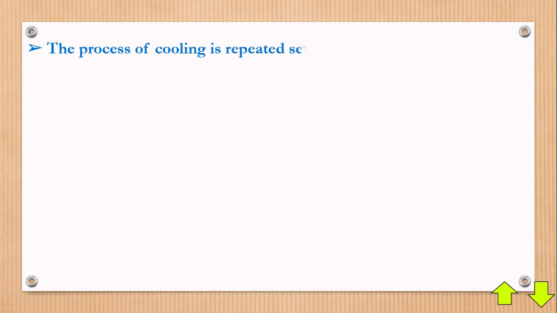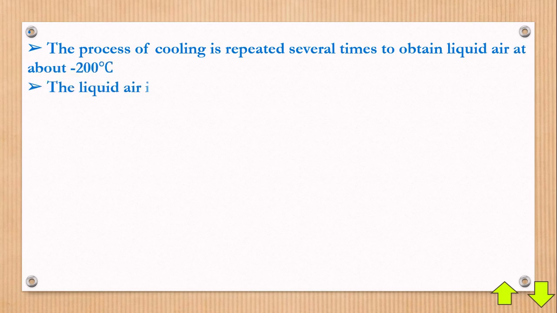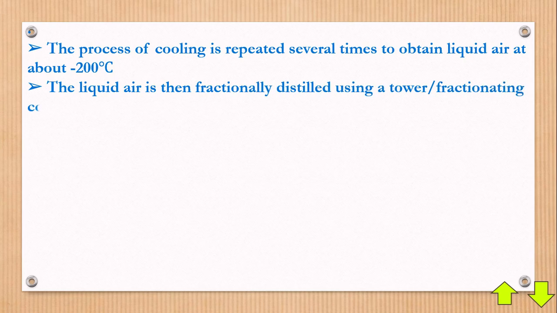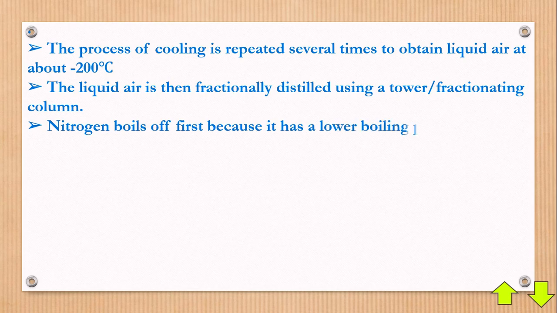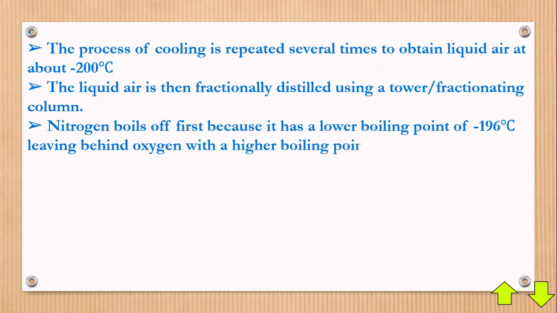So now we're saying that the process of cooling is repeated several times to obtain the liquid air at about negative 200 degrees Celsius. The liquid air is then fractionally distilled using a fractionating column tower. Now that is a vessel. Nitrogen boils off fast because it has a lower boiling point, at negative 196 degrees, leaving behind oxygen with a higher boiling point.